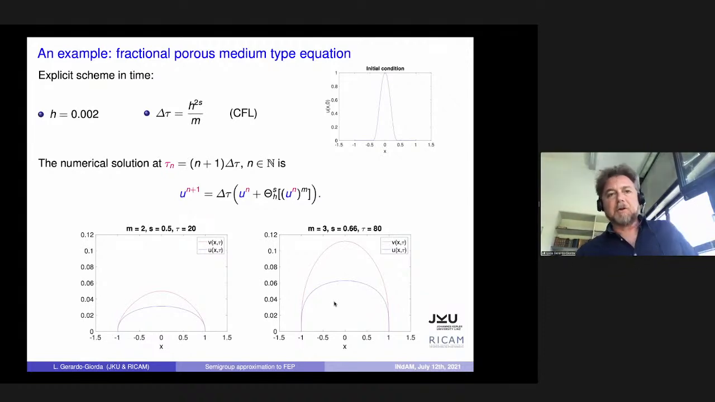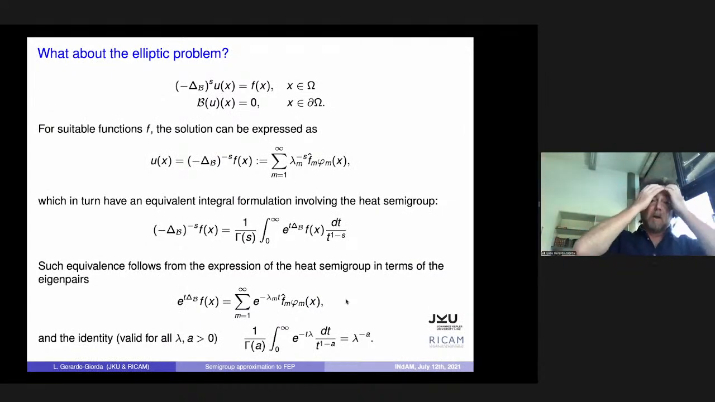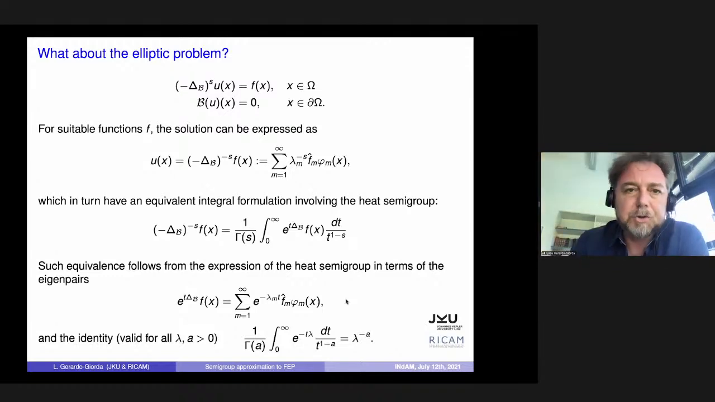But that's just what you can do in terms of the direct application of the fractional Laplacian, the action of a fractional Laplacian. What can we actually do when we want to deal with the elliptic problem? Well, basically, building on that knowledge, we've been able to provide a solution also for the elliptic problem. So if your function f is suitable, then the solution can be expressed just again as a series of powers of eigenvalues multiplied by the coefficient of the expansion of the function times the eigenvalues of the Laplacian itself, which again has an equivalent integral formulation involving its semigroup.